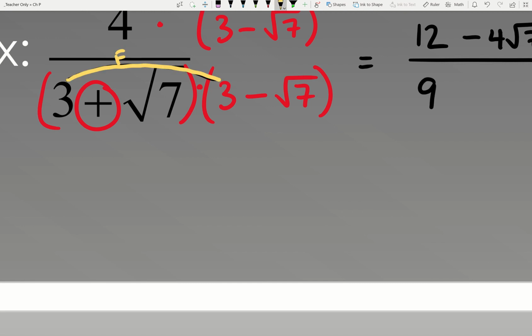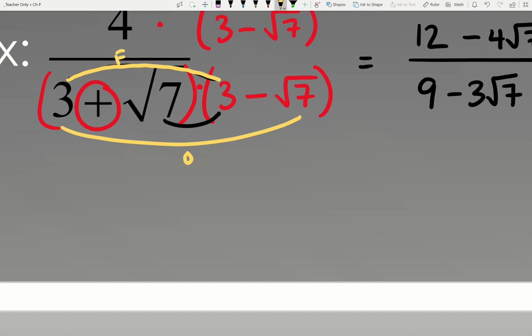Okay, so that's the first in FOIL. And then we want to do our outers. So that's the outer term times the outer term. That's our O. Well, that's just going to be 3 times negative root 7. So we're going to write that. Minus 3 square root of 7. We'll do our insides now. So that's root 7 times 3.